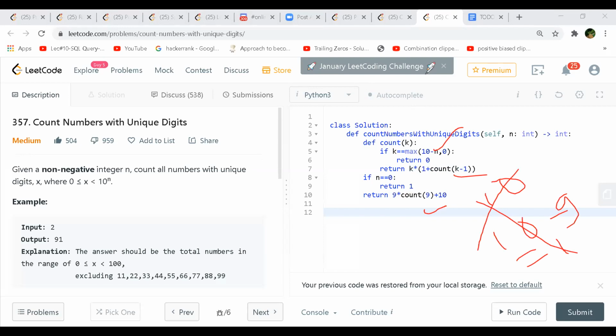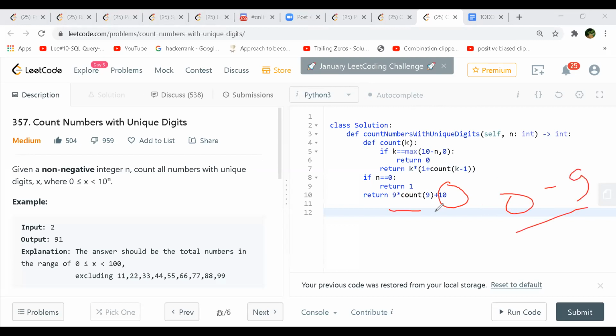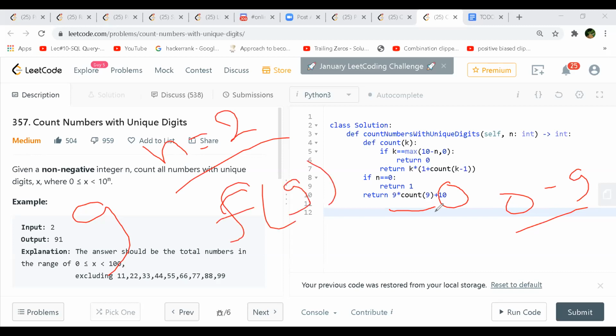How is he doing it? This 10 is for your single digit, 0 to 9. Let's say n is equal to 2. I pass 9 over here, to my count function, so f of 9 I'm passing. Now your k will be what? 1, right, initially? So k is 1, and since it is 1, it is returning 0 for that.